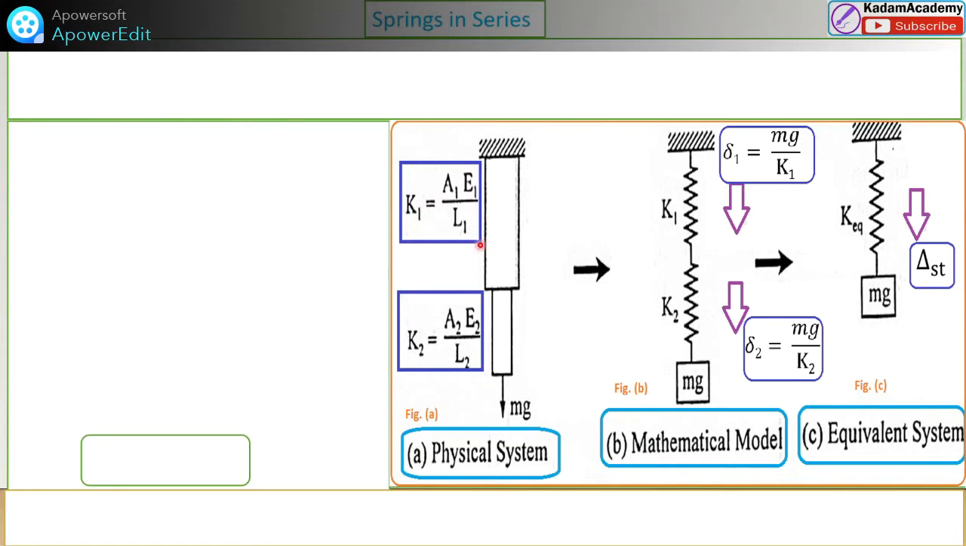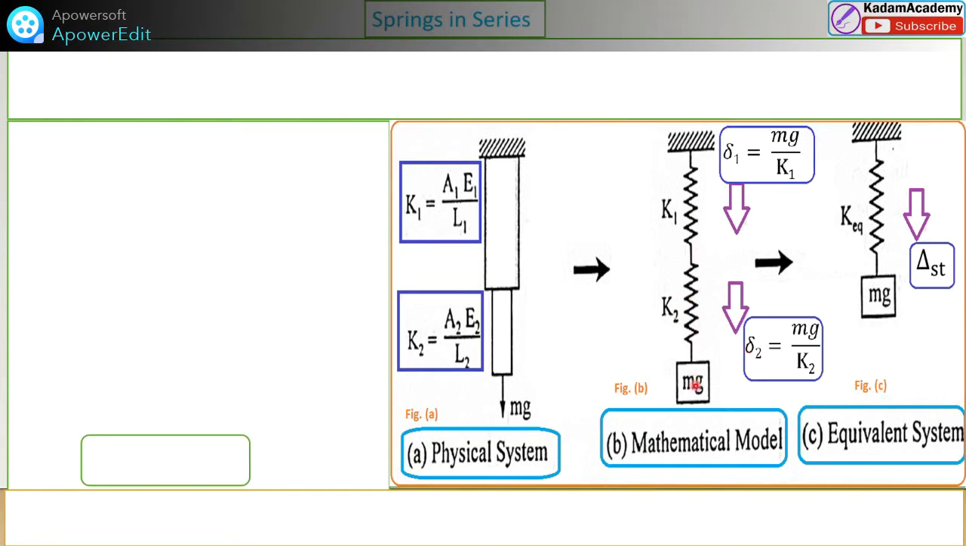Watch the video related to torsional or longitudinal vibration for detail on how to get the values. This mg is its weight. This physical system is represented as a mathematical model in figure B with the spring stiffnesses. K1 is written here and K2 is written here.